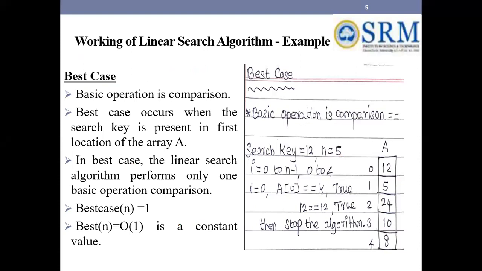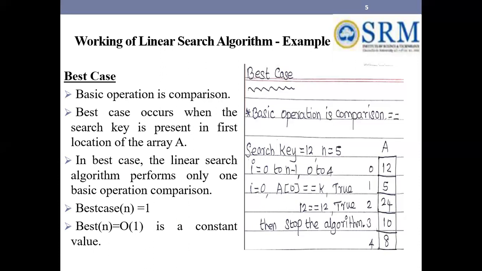See the example. The basic operation is comparison. We are searching for search key k equal to 12. So we are comparing search key k with the array values from index 0 to 4, from start to end, one by one, traversing all the elements. If i equals 0, a of 0 is 12. So search key k is present in the first location, that is, a of 0 equals search key k. Both values are equal, so the search key element is present in the first place of the array.